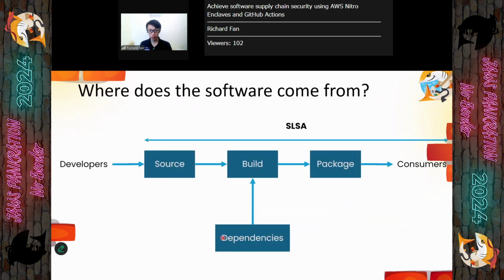So SLSA covers this area from the source code repository to the consumer. It can give a method for the consumer to verify the software that they are using all the way back to the source code repository to verify they are using the correct software.